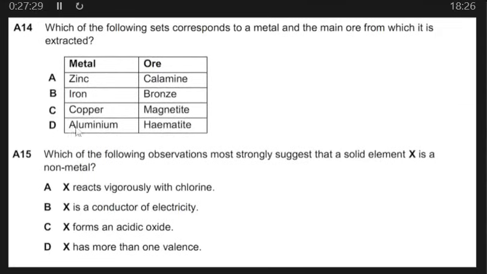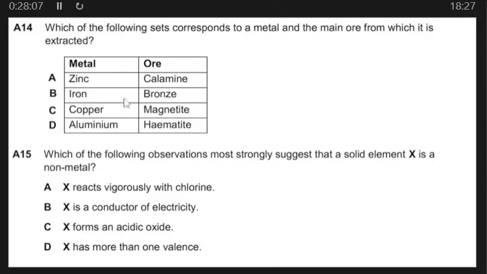We go to another question. F14 says, which of the following sets corresponds to a metal and the main ore from which it is extracted? Let's read again. Which of the following sets corresponds to a metal and the main ore from which it is extracted? Okay, so we have a metal here and the ore from which it is extracted. So which one is correct here? So zinc, calamine, yes. The ore from which zinc is extracted is calamine or zinc blend.